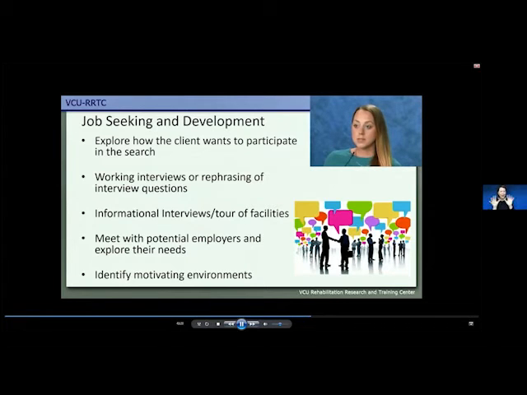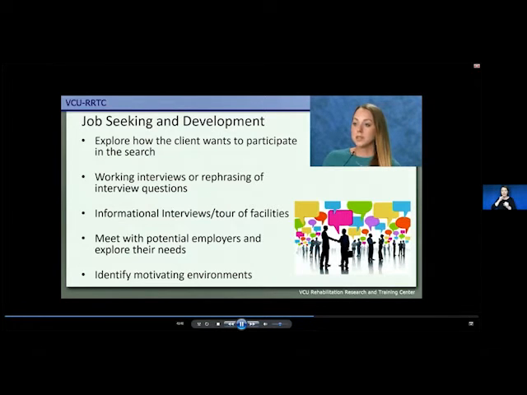At other times, an individual might still want to participate in a verbal interview, but working with the employer, having myself as the employment specialist and the employer working together and really collaborating on how those interview questions can elicit the best responses from that potential employee.